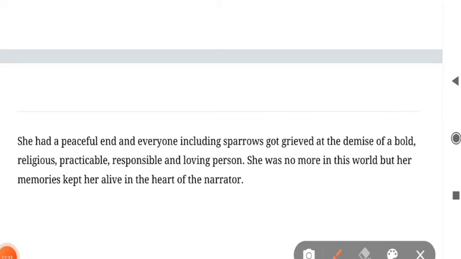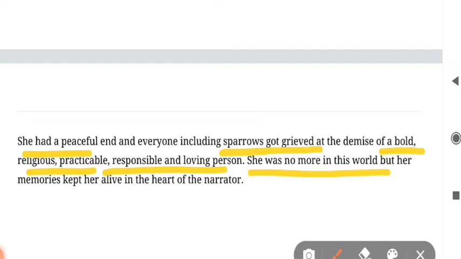So, what happened when she left the author and his family? Not only the family members, but also the sparrows were in grief. They too felt sad that such a bold, religious, practical, and responsible as well as loving person had left the place. She was no more in this world, but her memories kept her alive in the heart of the narrator. She wasn't with the narrator anymore as a human, but the memories from the past 12 to 15 years, from village to city life, always had a special space in his heart.